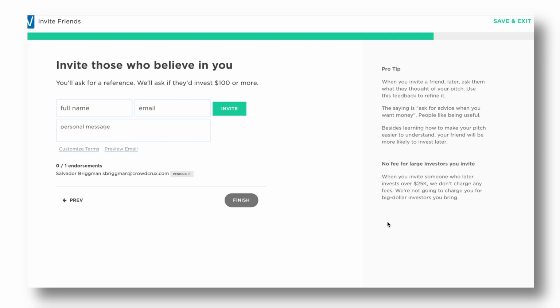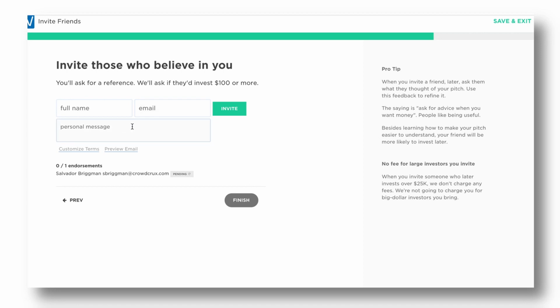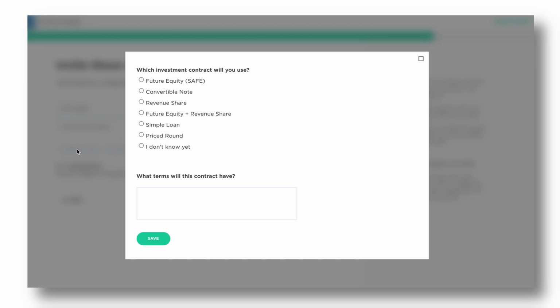The way you do this is you go to the invitation section in the dashboard, you enter your name and email, their name and the email of the person that you'd like to send this to, and also a personalized message. Now, the other cool thing is you can actually customize terms. So which investment contract will you be using here? What terms will this contract have? If you want to, you can get into this.